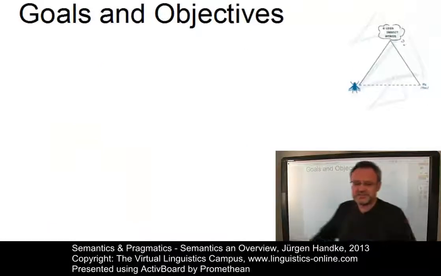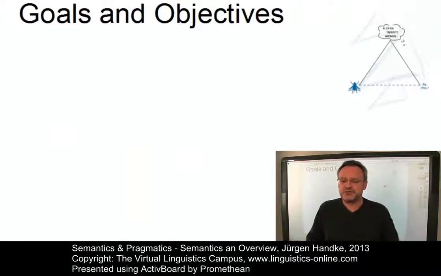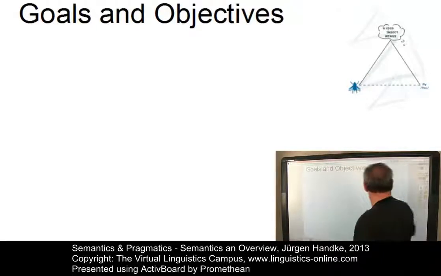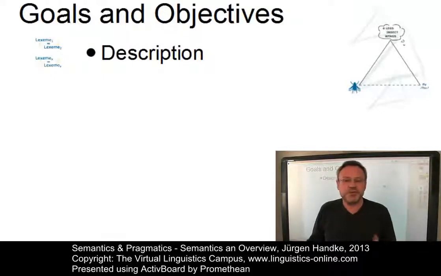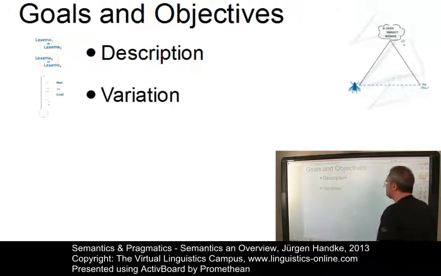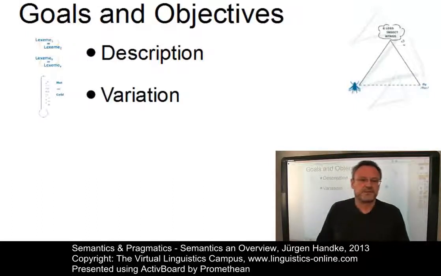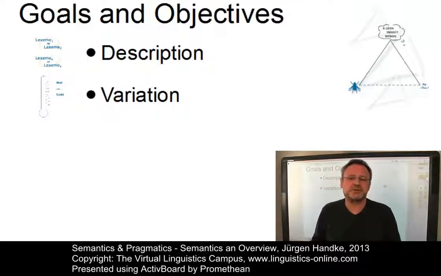Now, what is semantic analysis trying to achieve? A number of fundamental goals can be identified. For example, the goal of description. Semanticists have to find ways to describe the meaning of isolated words, words in context, sentences, and utterances. Now, these items may vary in contexts. So, semantics seeks to define the principles that underlie these phenomena of variation.